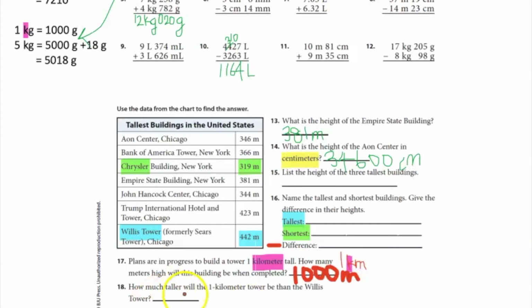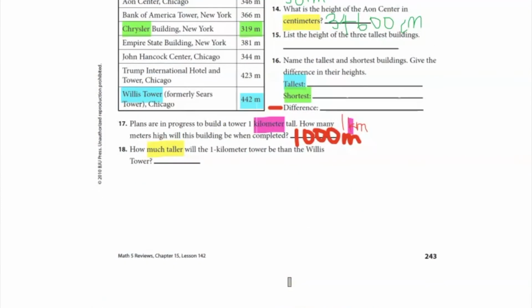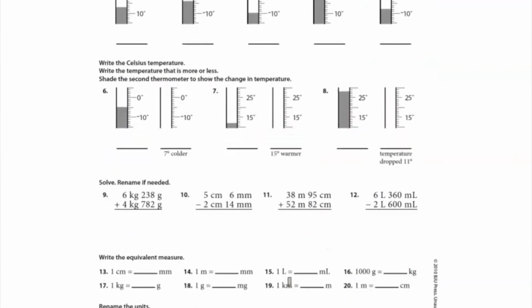Number 18, how much taller will the 1 kilometer tower be than the Willis Tower? So how much taller? It's asking the difference. Let me highlight it. How much taller? So I want you to find Willis Tower. It's right here. That's the tallest so far. And I want you to subtract this number from 1,000. Okay, and that will be the answer for number 18. So let's move on to next page.